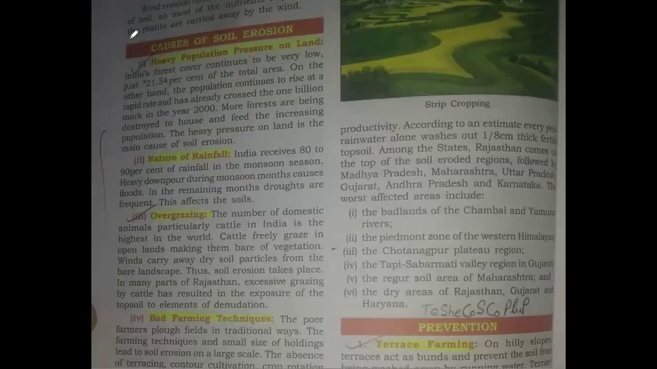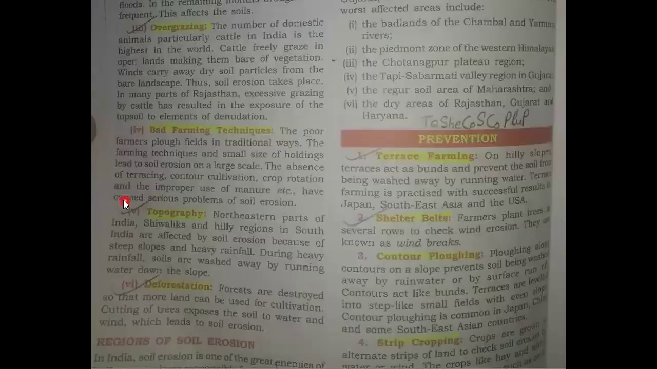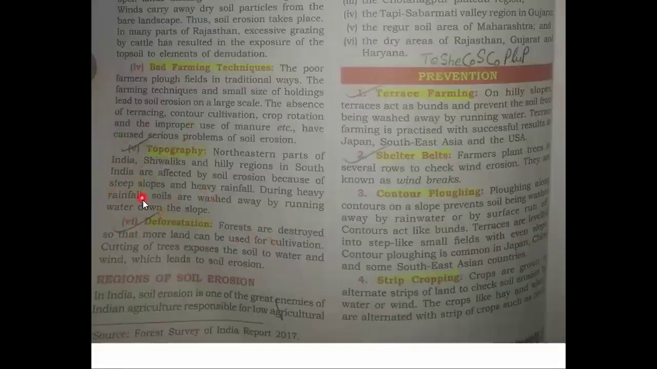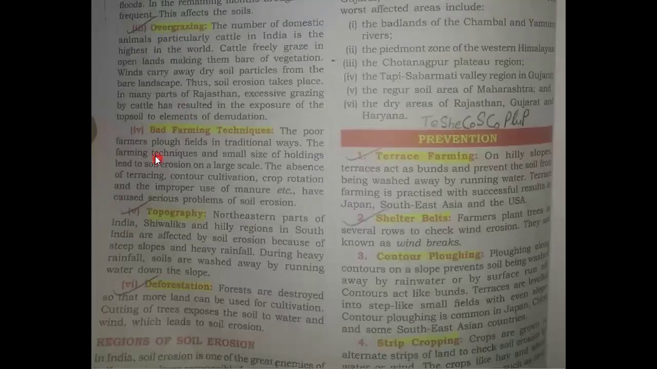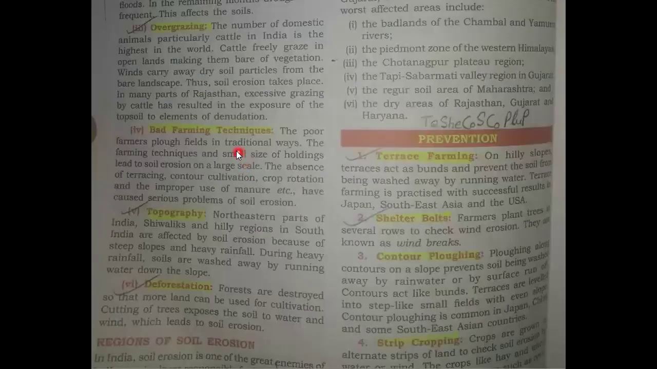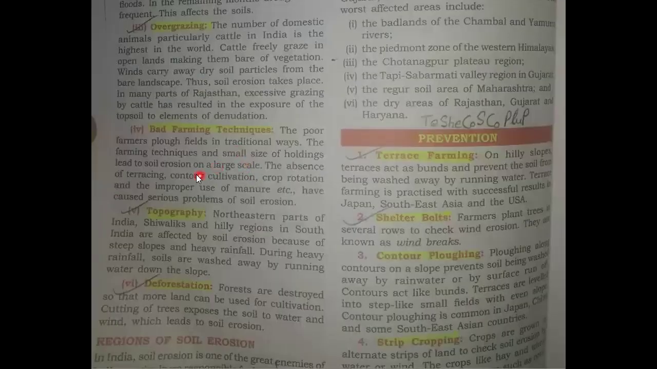Causes of soil erosion: heavy population pressure on the land, nature of the rainfall, overgrazing, bad farming techniques, topography, and deforestation. I have marked around four, but I insist on learning all six.